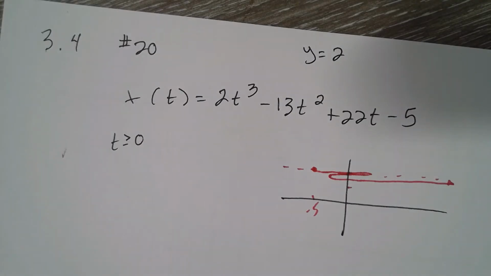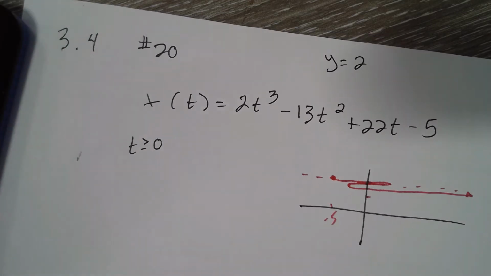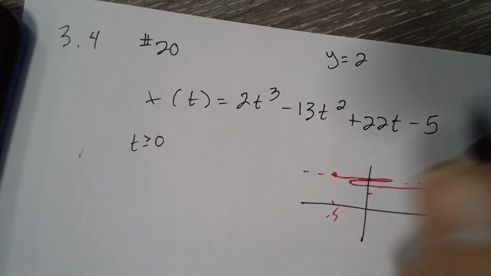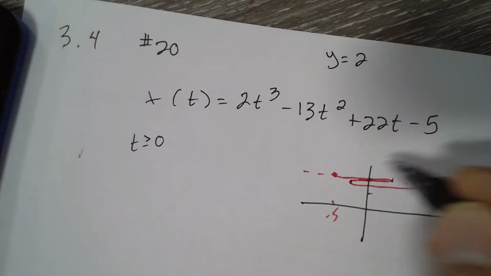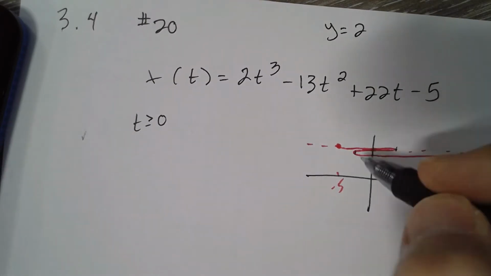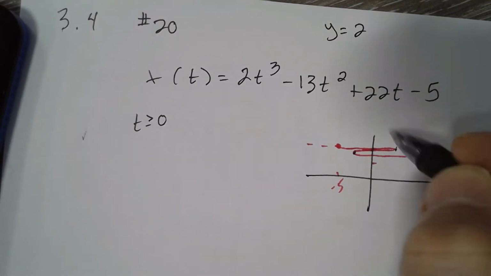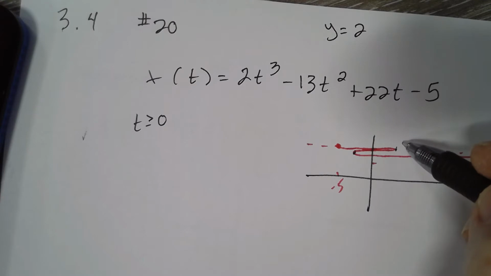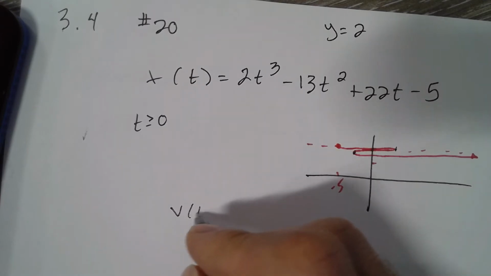Part B, when does the particle speed up or slow down? I'm going to go ahead to part C first. When does the particle change direction? We know that the particle is changing direction right here and right here, so 2 times. We know that's the case when our velocity is 0. So let's find our velocity.